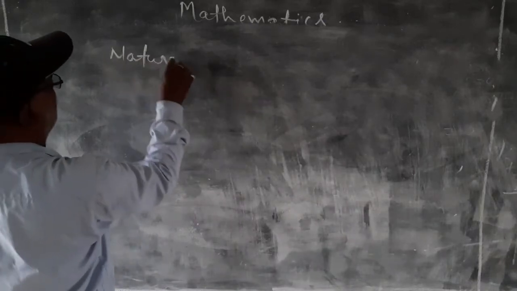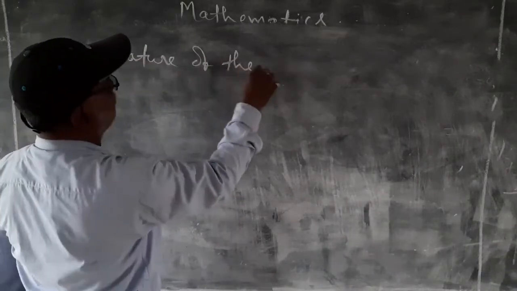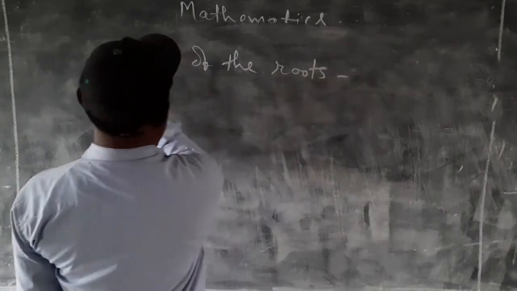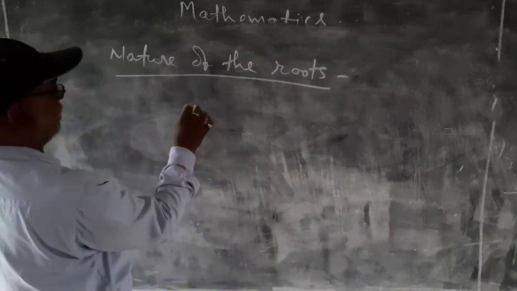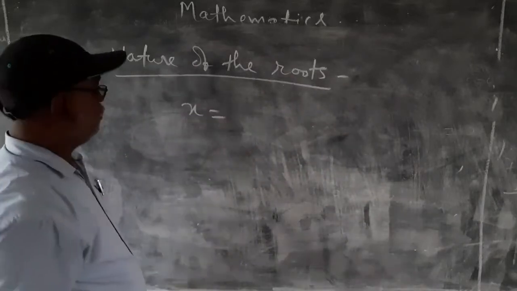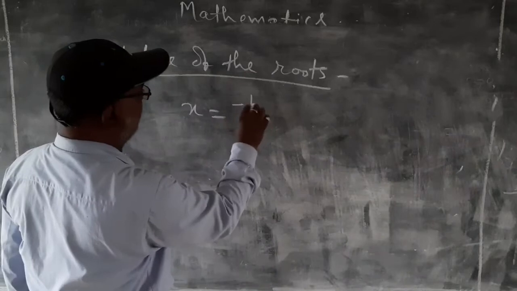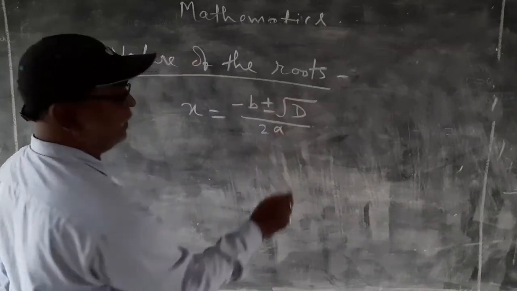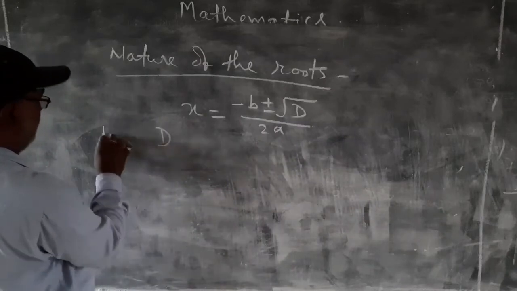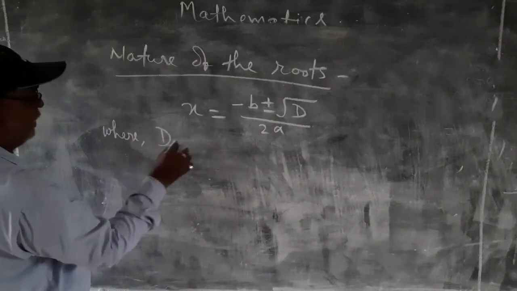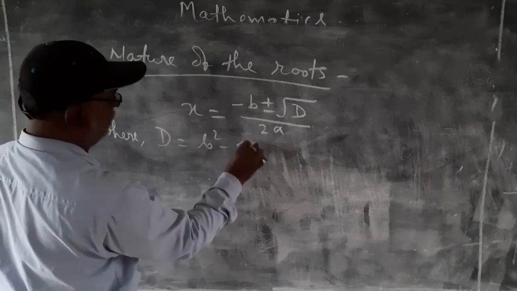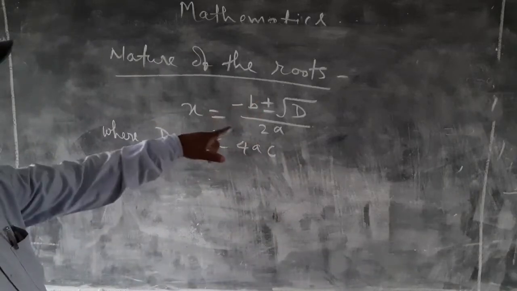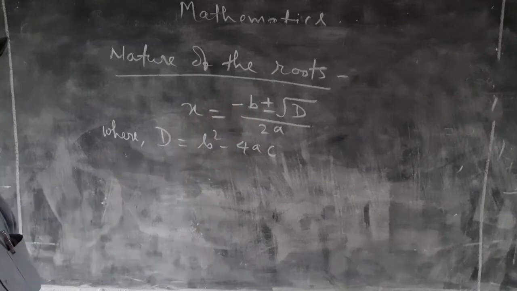Now, the nature of the roots. We have seen that x equals minus b plus minus root d by 2, where d is the discriminant, where d is equal to b square minus 4ac. Now, the nature of the roots depends on the value of d, that is, the discriminant.